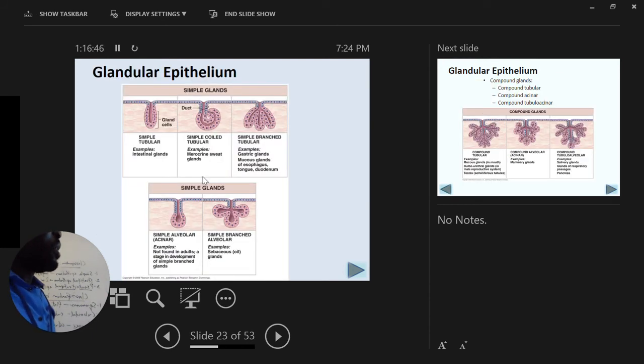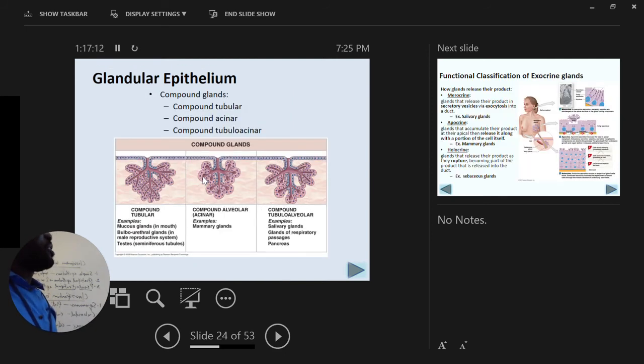Now, these are simple glands. They are simple tubular, simple coiled. You can see it's simple coiled. All of these are made up of just one type of cell, but they are still simple. Then simple alveolar, simple branched. Now we have compound. Let's go to compound. You have this PowerPoint on your slide, on your blackboard too. Then these are compound. They can be compound tubular, compound acinar, compound tubulo-acinar.